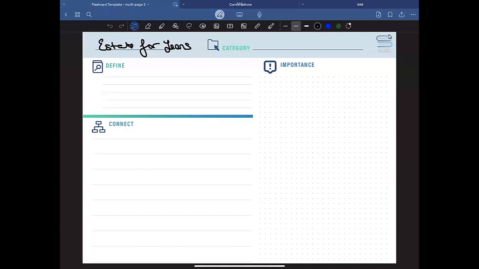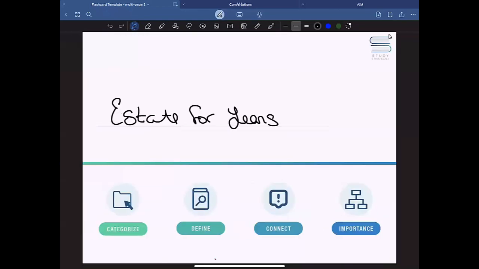I like it. Right. So let's start with this first word, estate for years. Let's go with this one. Okay, so this is estate for years. There are 4 steps that you would take with this word or any word, and you see them at the bottom there. The first step is you're going to categorize it.